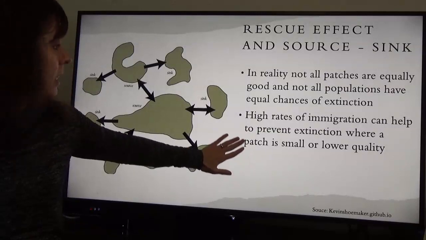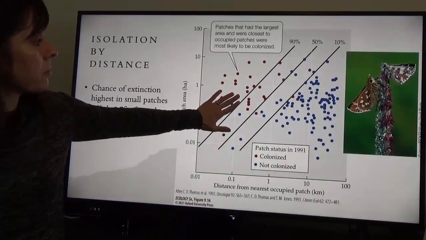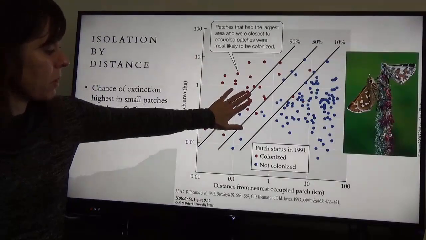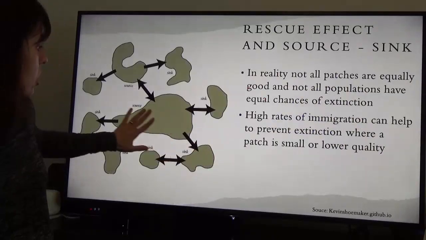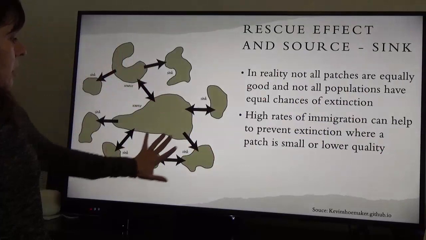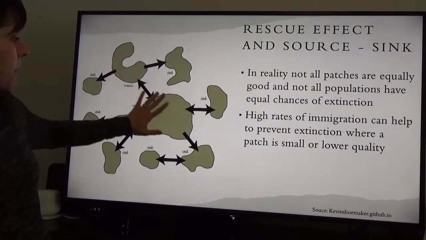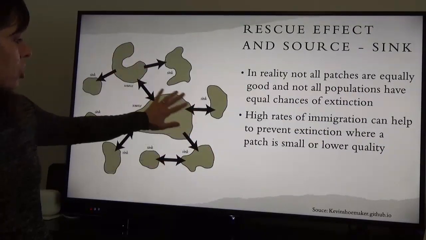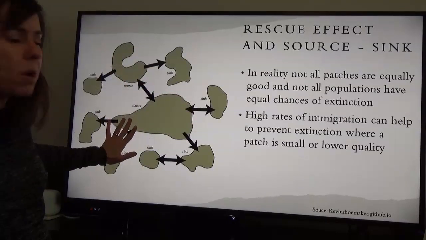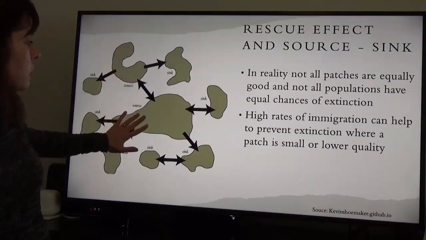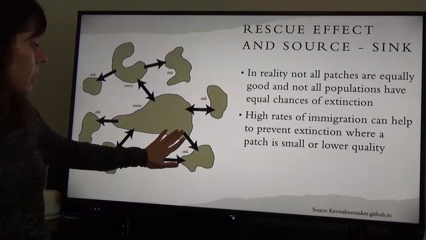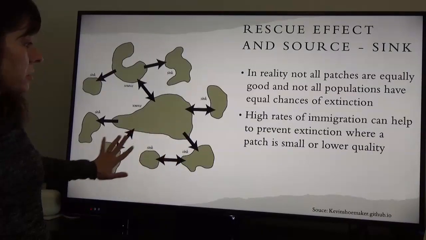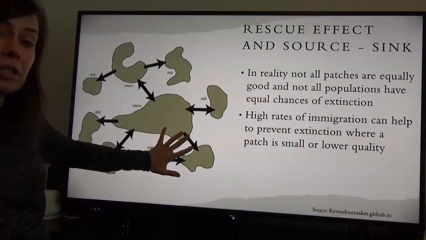And we know that the likelihood of colonization is going to be greater if you're closer to an occupied patch. So we can think about this context where we have some habitats that are much better. So in this case, we have much larger habitat areas. Maybe they're also higher quality. We refer to these as source populations. And source populations send out individuals into the neighboring sink populations, okay?